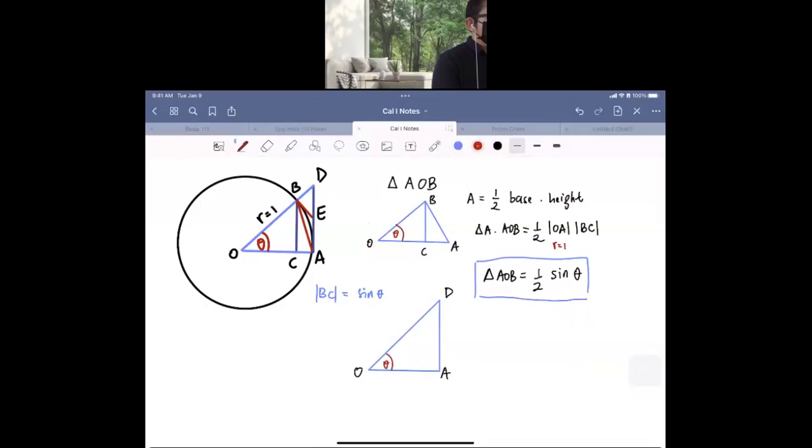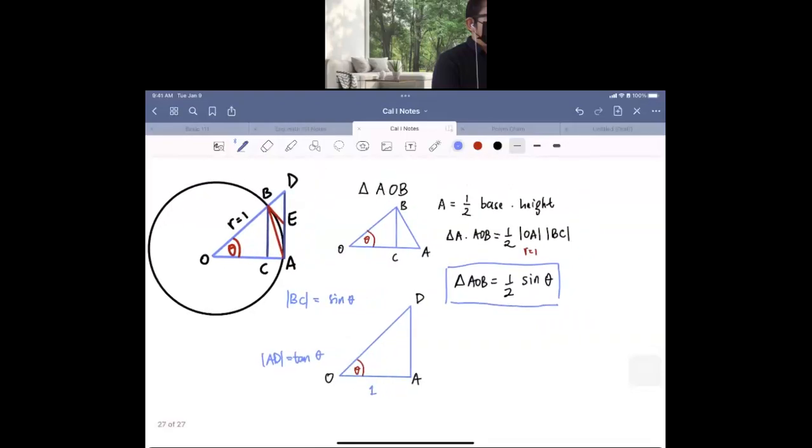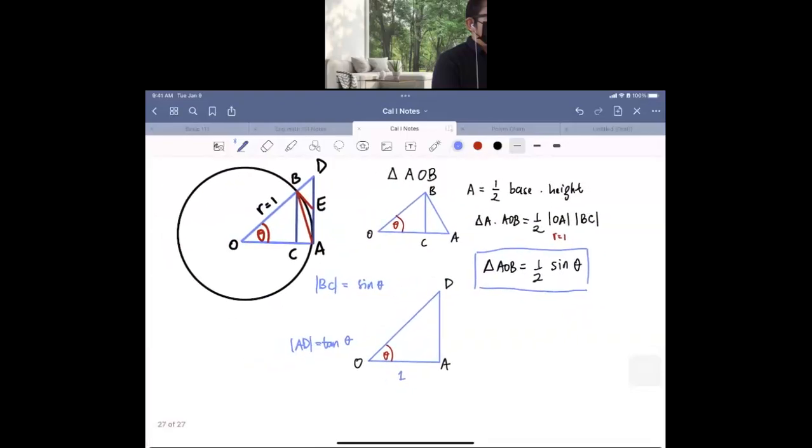As we know, the AD is the tangent, right? From yesterday's class. If you look at this, it's a tangent. This is 1, this is AD. So tangent theta is AD over 1, or we can say AD is tangent theta.